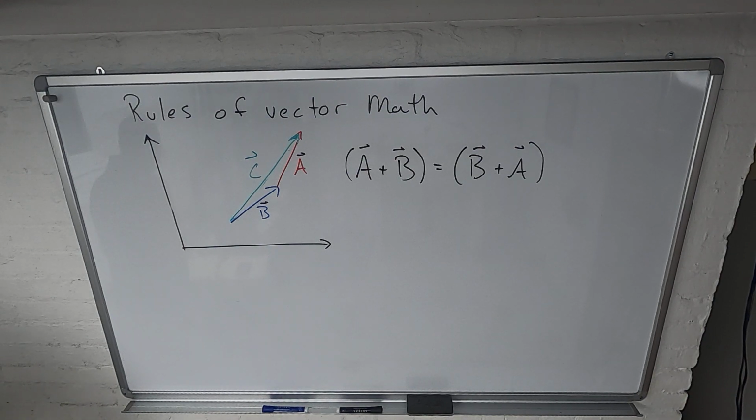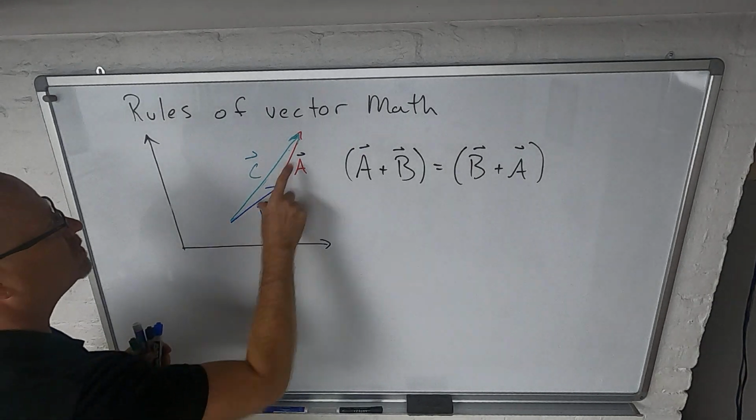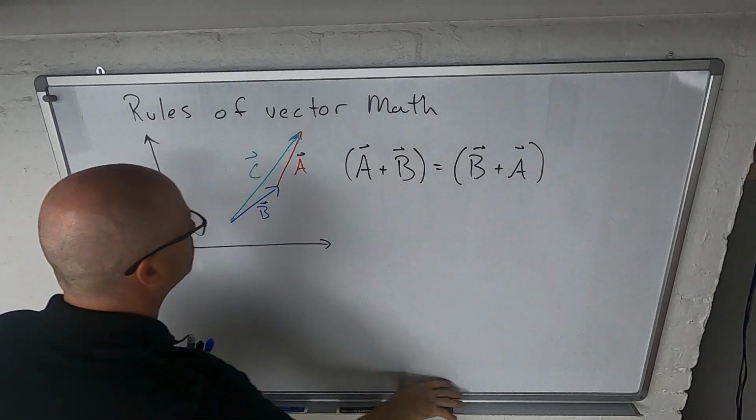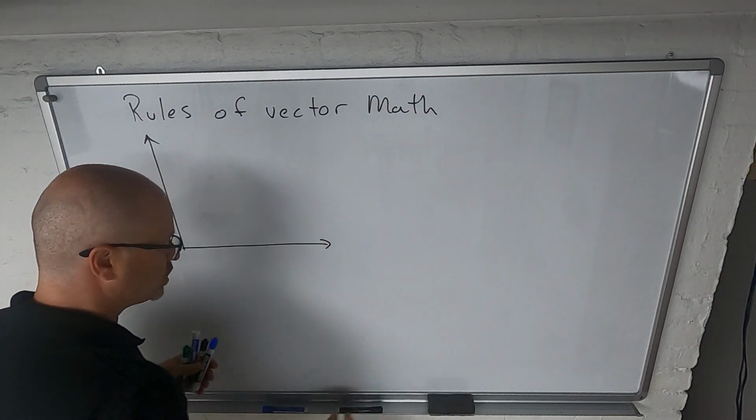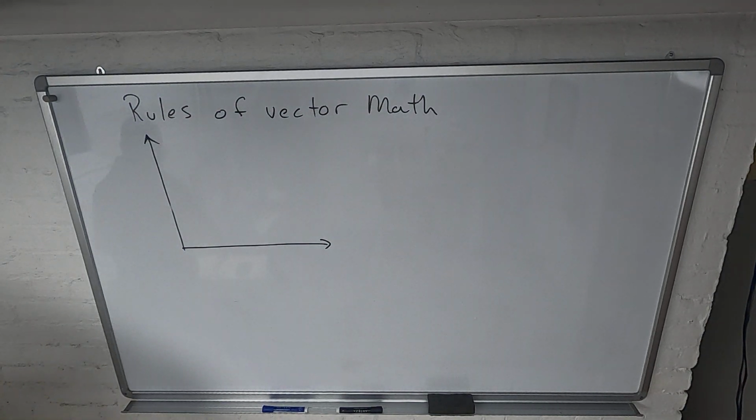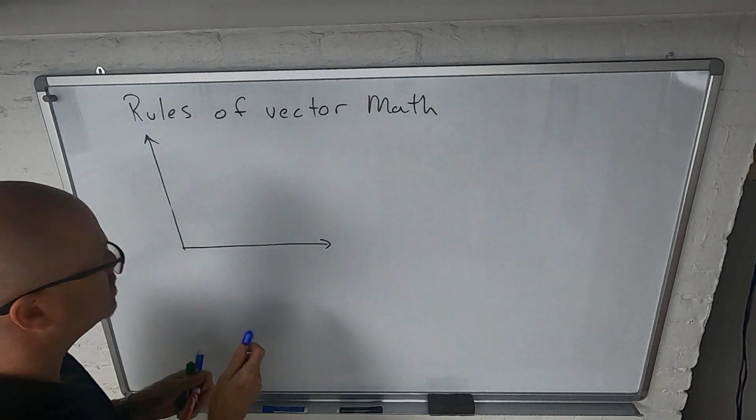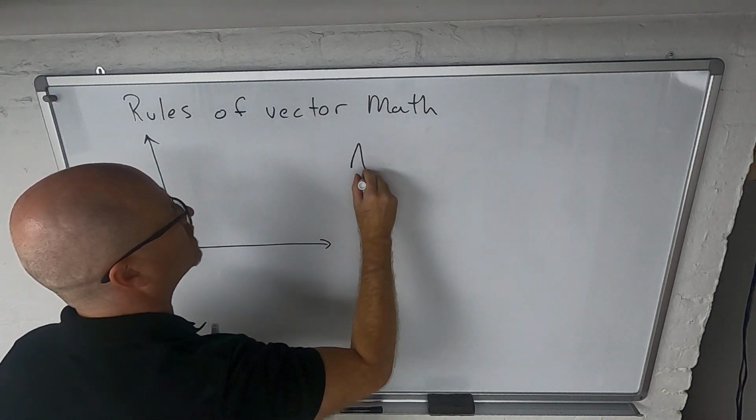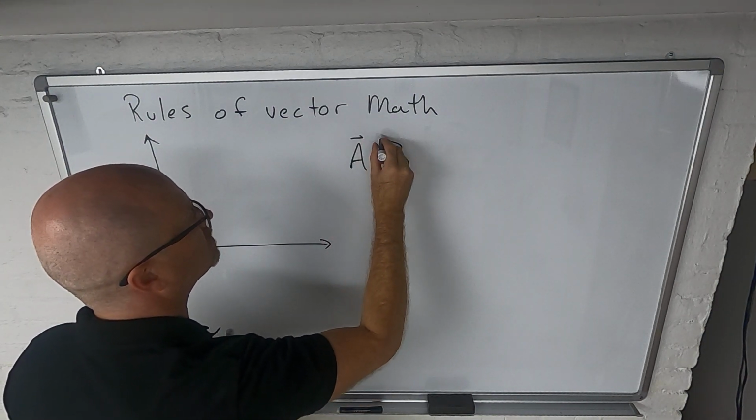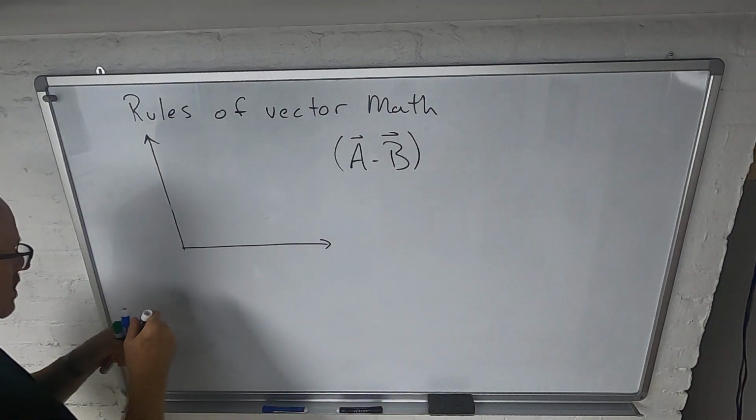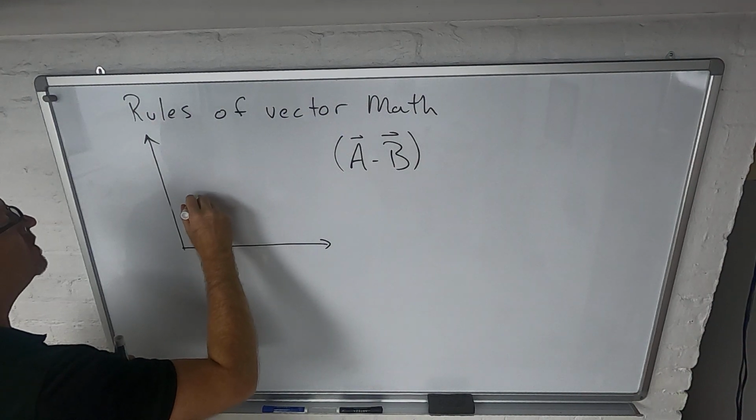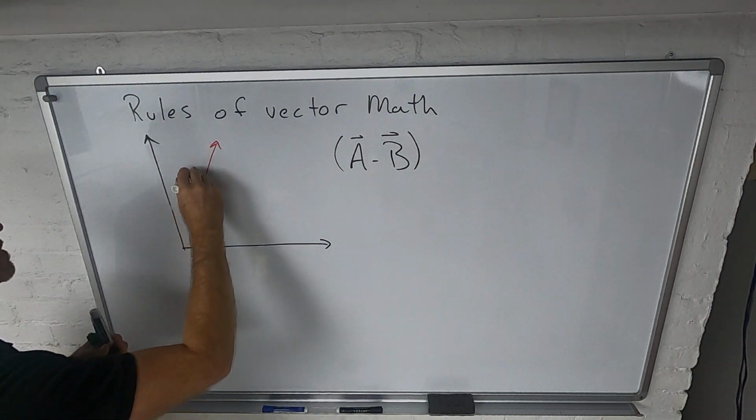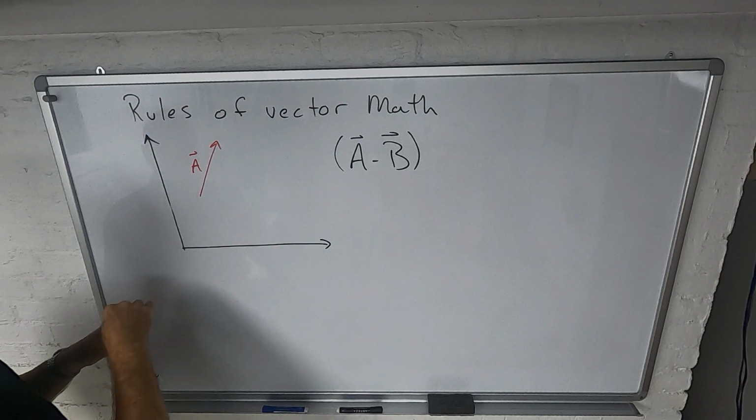Now, what about subtraction? So, like I said, head to tail for addition. For subtraction, it's slightly different. So let's look at the subtraction of two vectors. Let's look at A minus B. Write this down. A minus B. What does that look like vectorially? All right, so let's draw our vector A again. And our vector B.